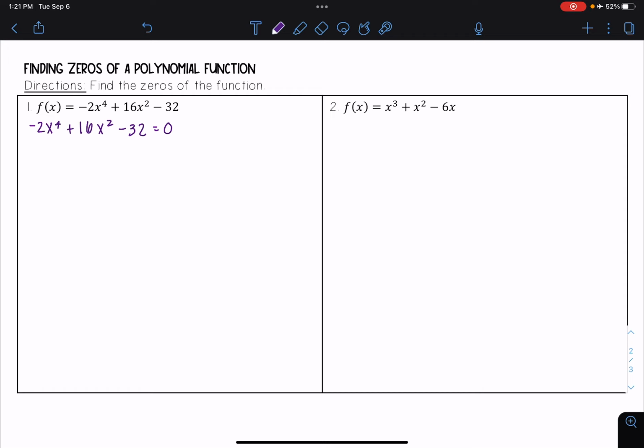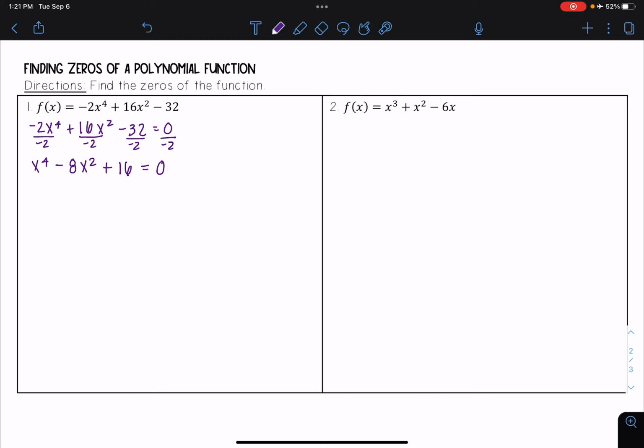So looking at this, I have negative 2x to the fourth plus 16x squared minus 32 is equal to 0. First, I see I do have a GCF of negative 2. I'm going to take out a negative 2 because I don't want that first term to be negative. So I'm just going to go ahead and divide everything by negative 2, and I get x to the fourth minus 8x squared plus 16 is equal to 0.